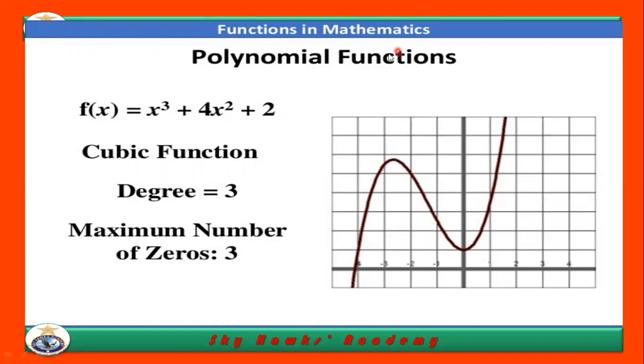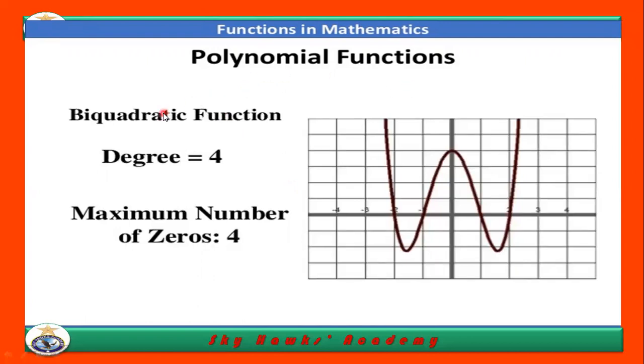Look at this polynomial function: f of x is equal to x cube plus 4x square plus 2. Now the maximum degree is 3, so it's a cubic function, degree 3. Maximum number of zeros is 3, in the sense that if you solve this, you will get 3 factors because it's cubic, and you can put those factors equal to 0. That's why it must have 3 zeros. Maximum number of zeros, it will have 3 zeros.